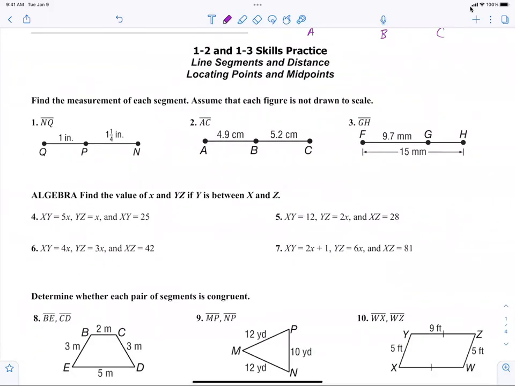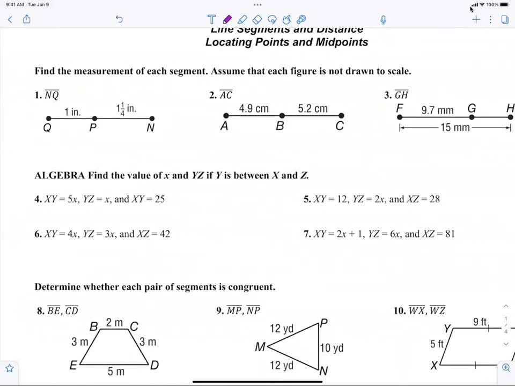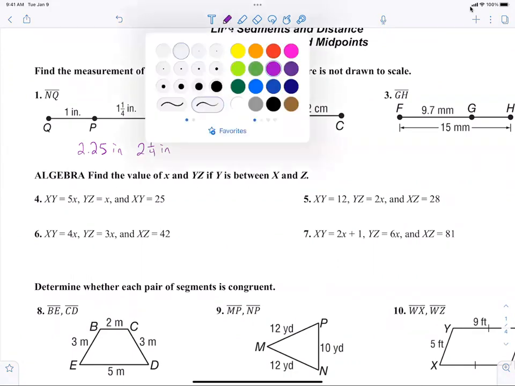All right, so everybody, again, just fill me in for number 1. NQ would be what? Yeah, we can say 2.25, but since they're written as fractions, we can just say 2 1/4. All right. Everybody's good with that? Simple. All right. Come on now, speak up.